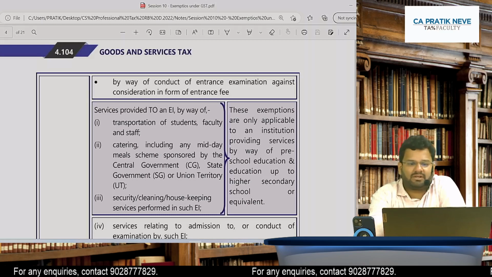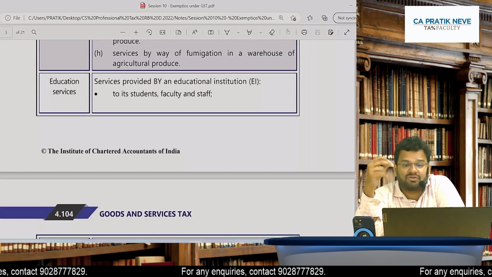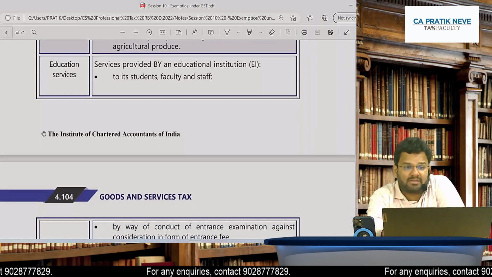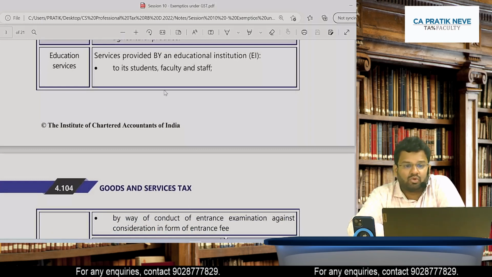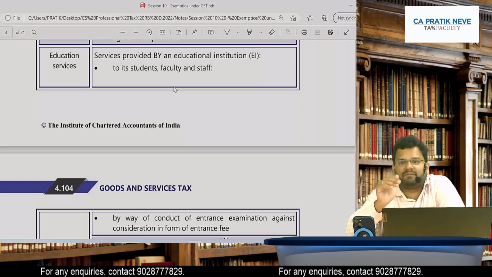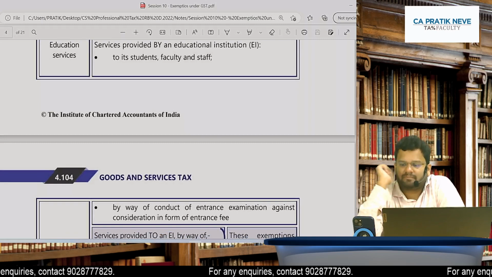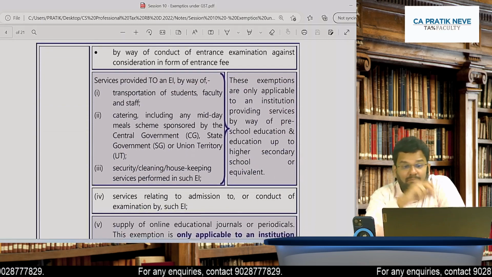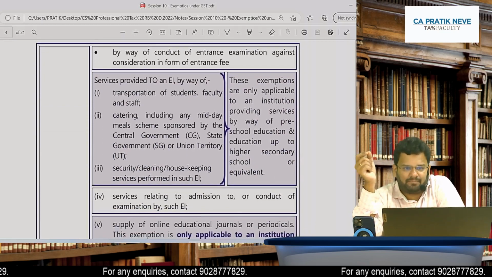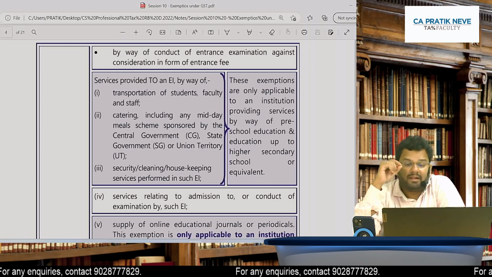Now listen, once you have understood who the education institutions are, then you have to understand that services provided by these education institutions to students, faculty and staff are exempt. Agreed? Then services by way of conduct of entrance exam, against consideration in the form of entrance fee, will also be exempt.